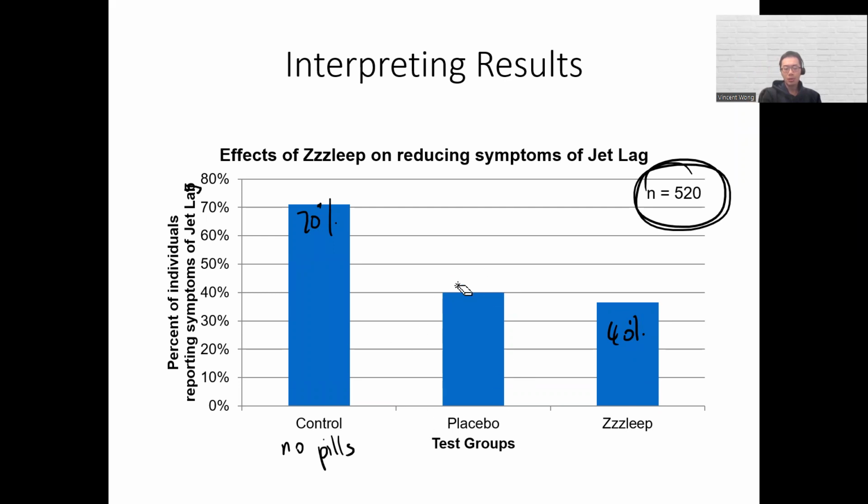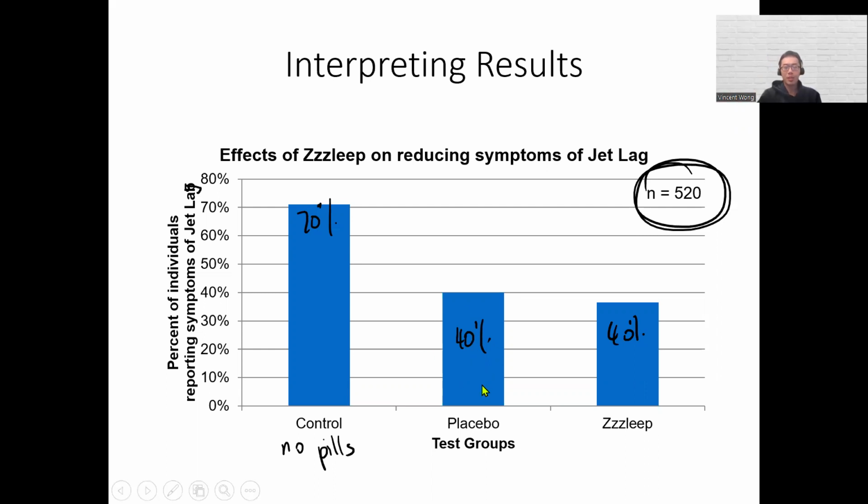But we must also interpret the placebo result. You give people a placebo, and also only 40% of them report jet lag symptoms. So what does it mean? It means it doesn't matter if you give them the actual pill or just a sugar pill. Both of them sleep better. Both of them don't have the jet lag. So that tells you it's just in the mind. You give them anything and tell them it will help you to sleep, and they end up sleeping better.